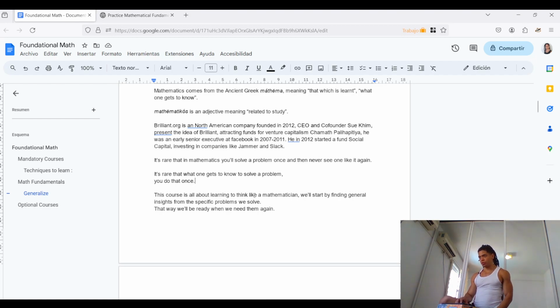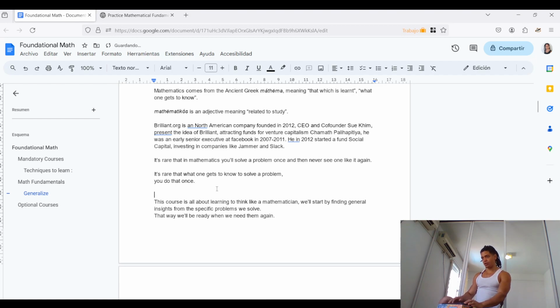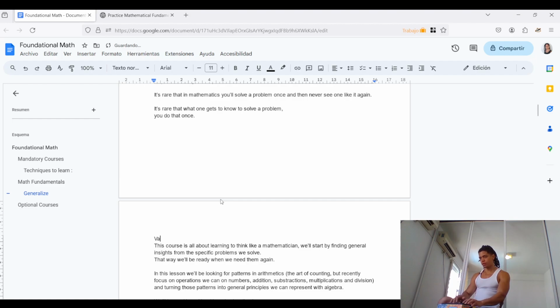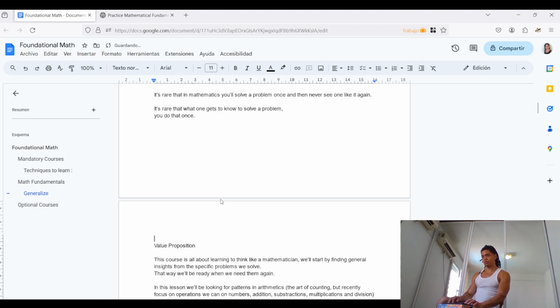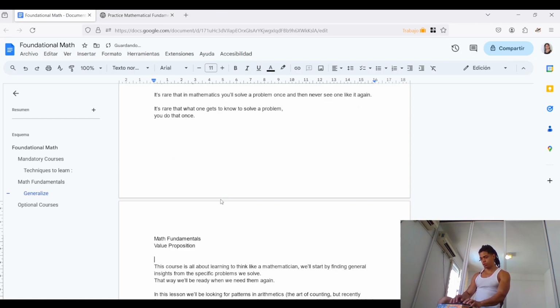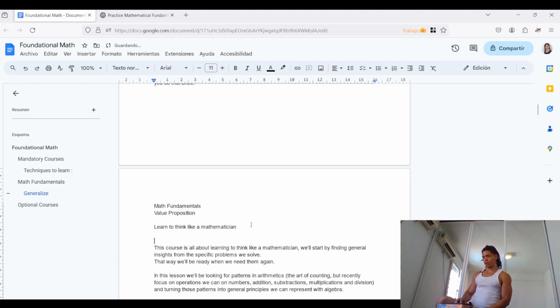So this course is all about learning to think like a mathematician. Okay? This particular section of the math fundamentals, that's the end goal of this. So that's the value proposition here. The value proposition is: learn to think like a mathematician.